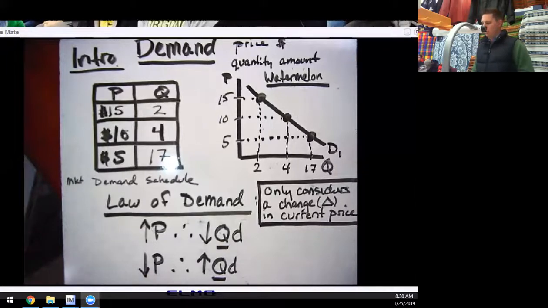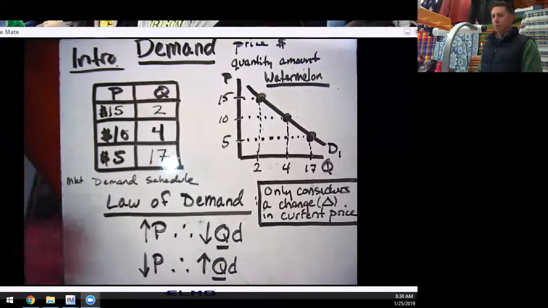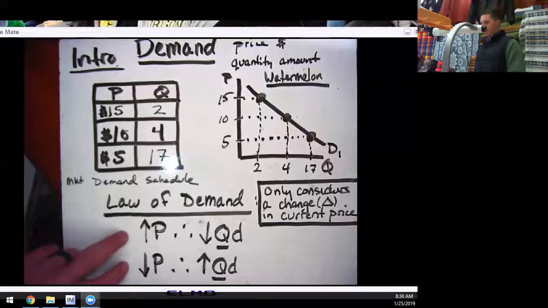Later on, it's going to be shifters. Okay, I don't care if the arrows are before or after. This is the law of demand, guys. I do not want you to write it out longhand. I want you to learn to speak this language. Good enough? Okay.